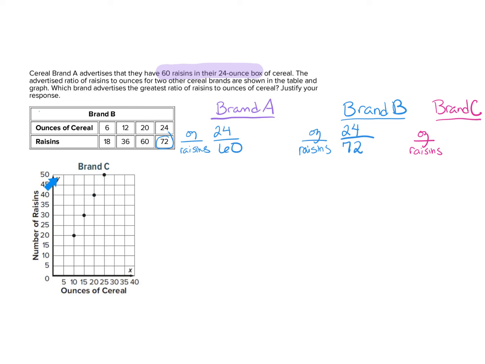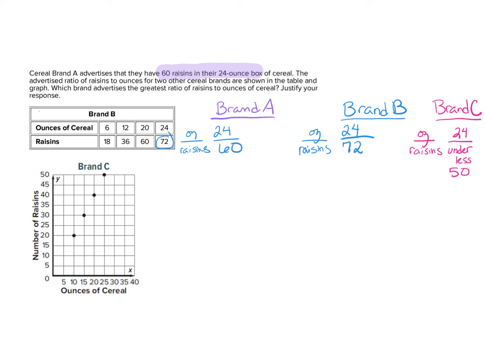But what I notice is that 50 is less than 60 raisins. It's also less than 72 raisins. And when you have more ounces of cereal, you have not as many raisins. That means that brand C is going to have the smallest ratio. And the way I would write that in my chart is I would go ahead and put 24 ounces over here in the pink. And then for raisins, I'm going to put under 50, less than 50, something like that.